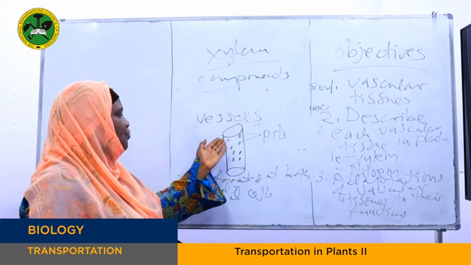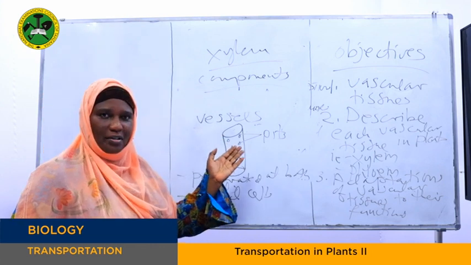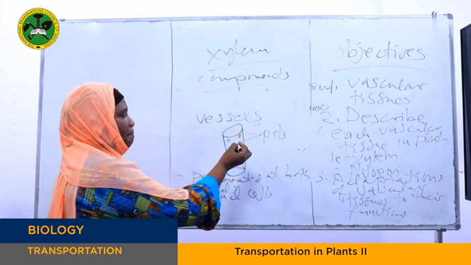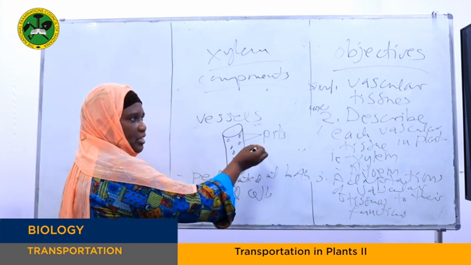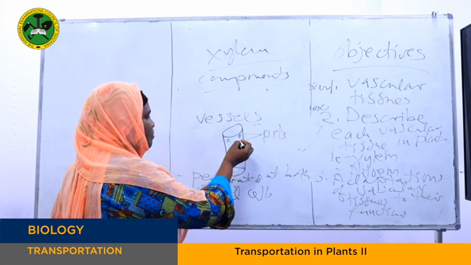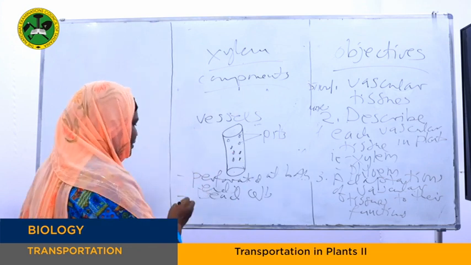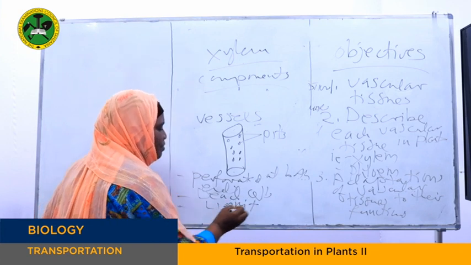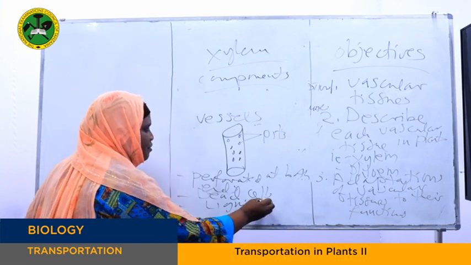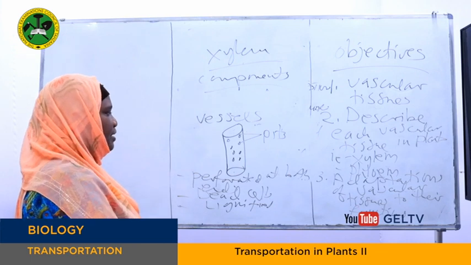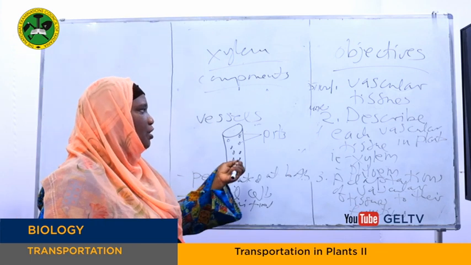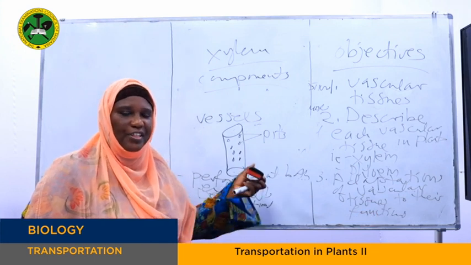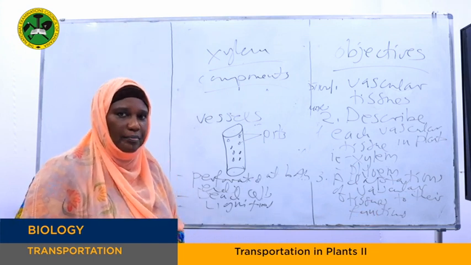And when you check the wall also, it contains some pits. It is also lignified. The wall is lignified. There is lignin material in the cell wall in order to increase the strength of that vessel.